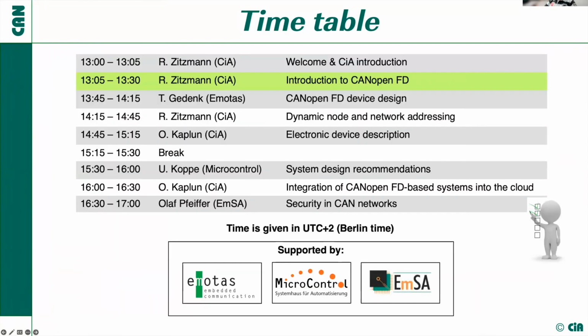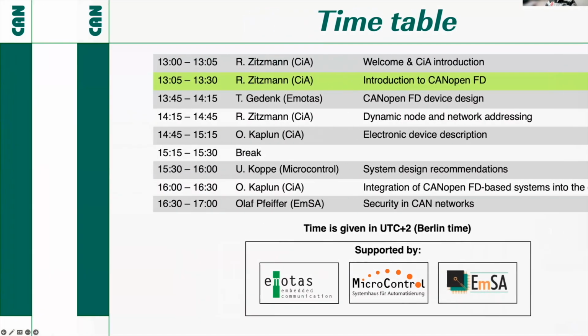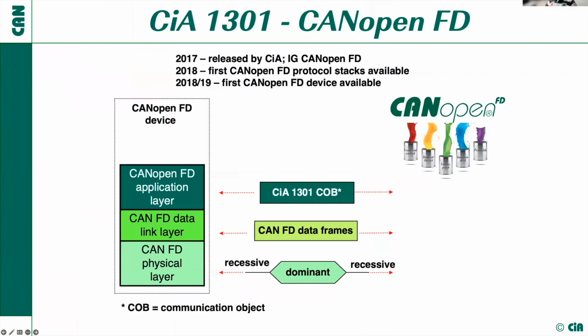To start my topic with the introduction to CiA OpenFD, and I gave you some time to join. Okay, what is CiA OpenFD? Why do we need CiA OpenFD? Well, I think it was in 2012, Bosch presented CAN with flexible data rate. In the meantime, the second generation of CAN-based communication. And the intent was to provide a higher data throughput to CAN-based networks.